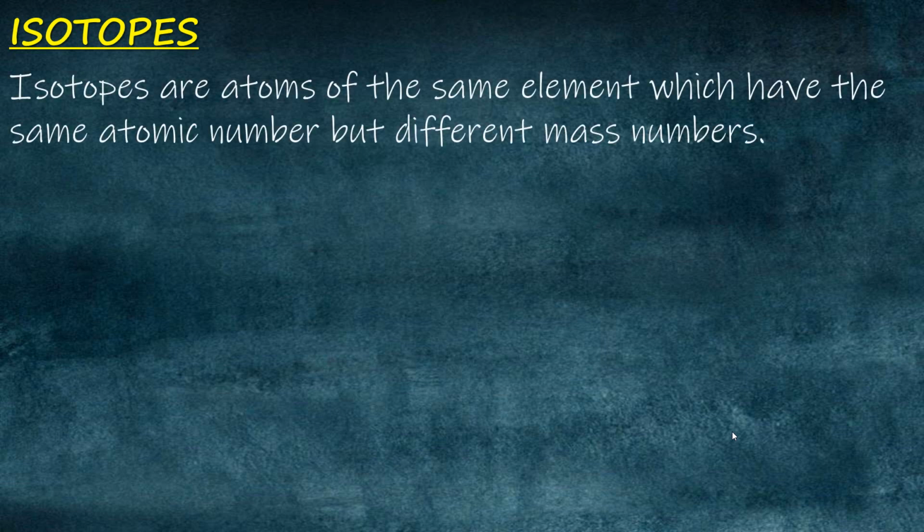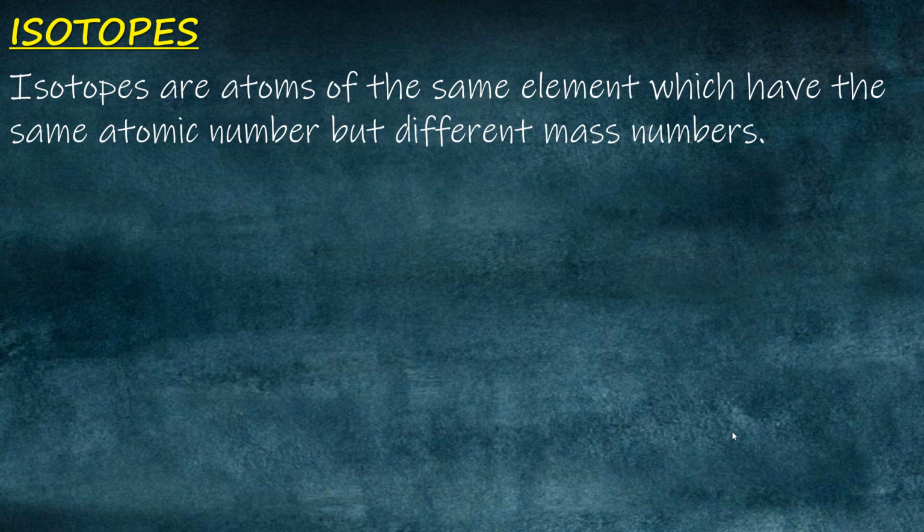Okay, welcome back to, I think, the second last or the last slide. I want to look at isotopes. What are isotopes? Isotopes are atoms of the same element which have the same atomic number but different mass numbers. In other words, you can say isotopes are atoms of the same element which have the same number of protons but different numbers of neutrons.